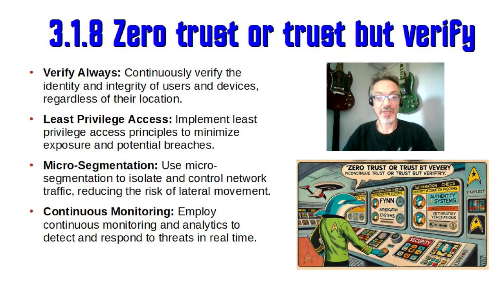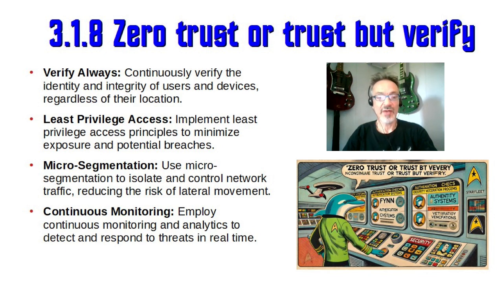Subtask 3.1.8, Zero Trust, or Trust but Verify. This is a crucial modern security paradigm and important topic for the CISSP exam. The principal challenge is the traditional security model of implicitly trusting entities within a network perimeter. So let's focus on four key aspects.